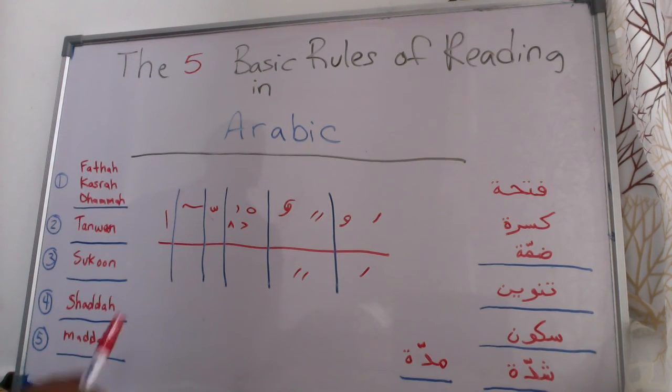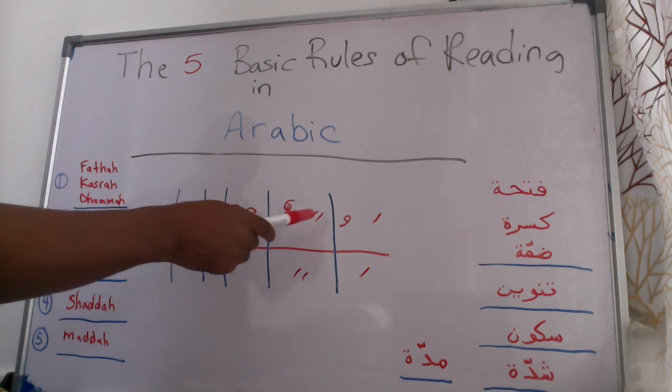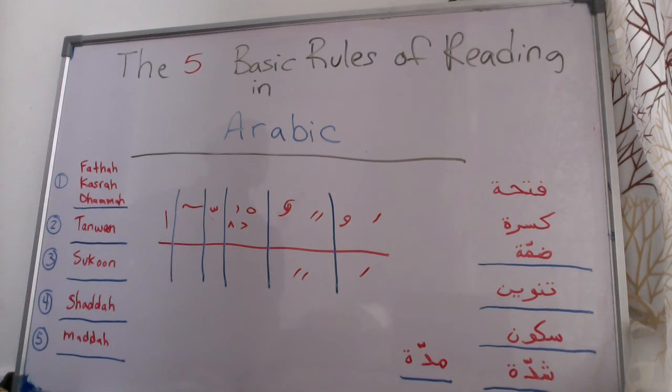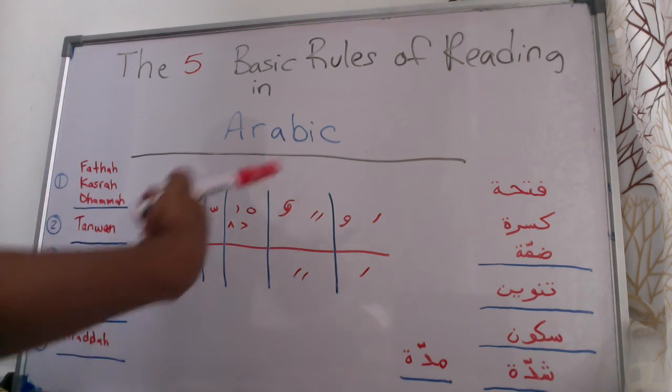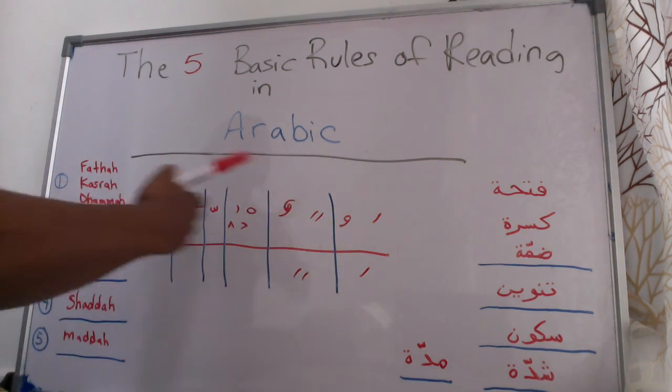If you go back 1,400 years ago, letters were not written with dots and these vowel symbols or vowel signs. The goal is eventually you should be able to read without any of these signs here.